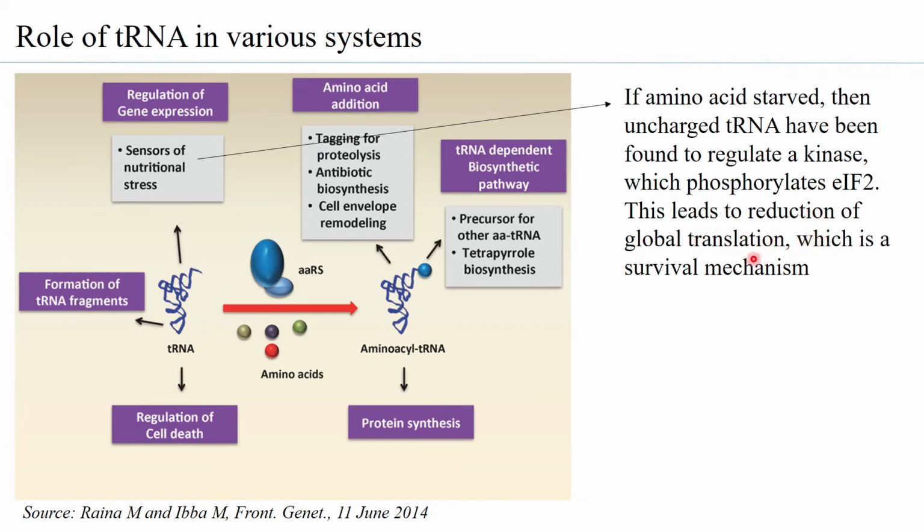And since it cannot form the pre-initiation complex, translation is going to slow down or it is going to stop. So there is a reduction of global translation, and this is important for survival of the cell or survival of the organism when there is a stress. So that is how the tRNA is helping.